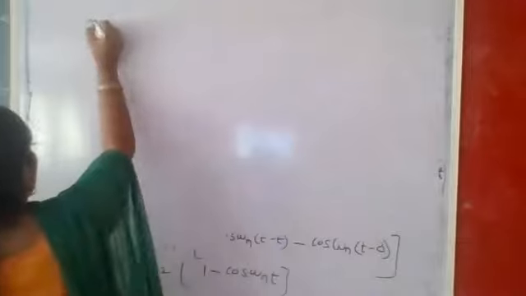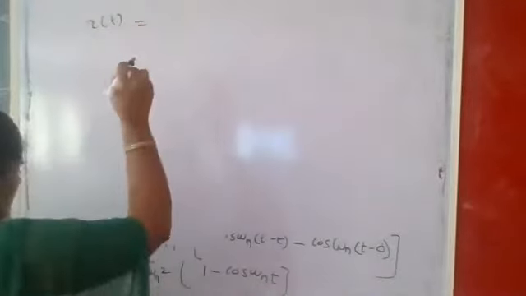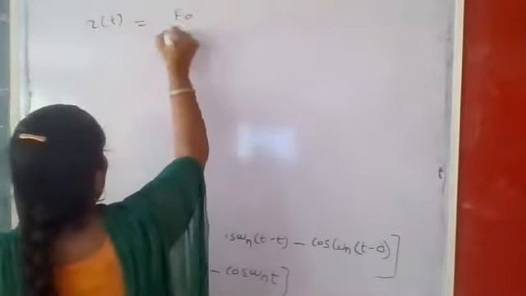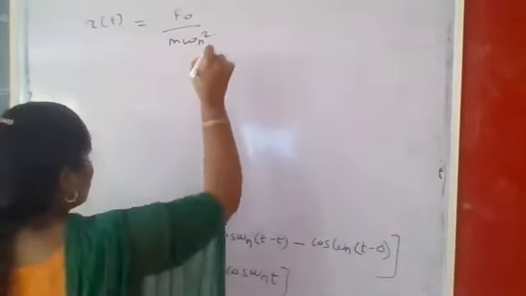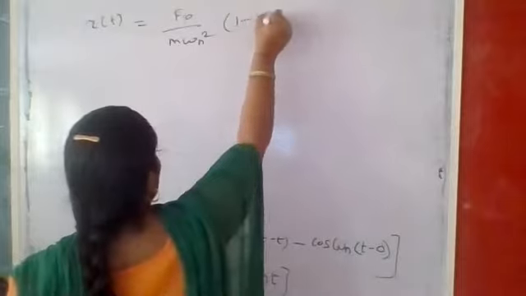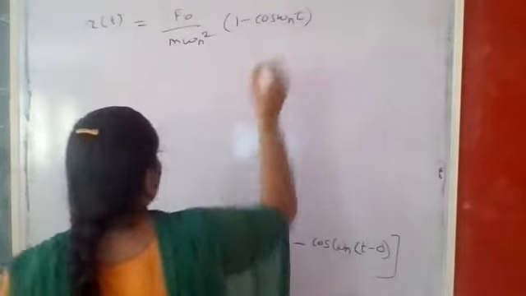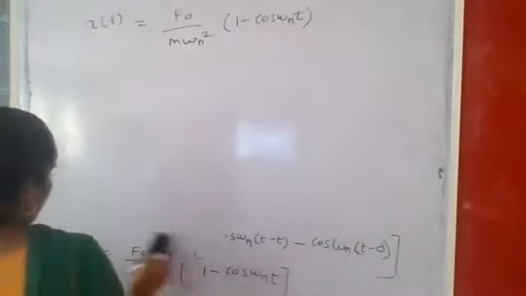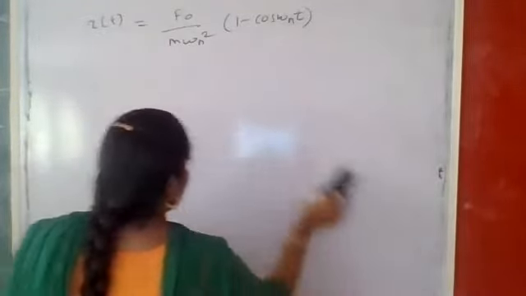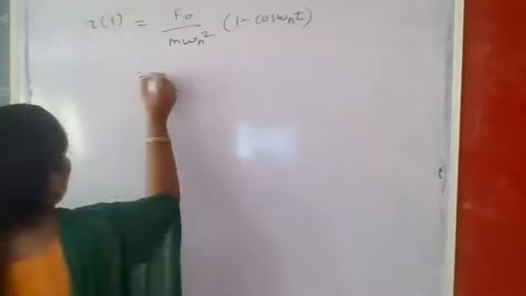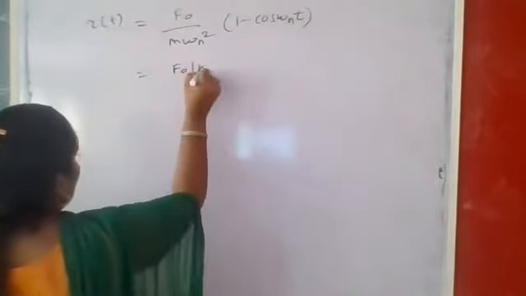And that x of t is equal to F naught upon m omega n square into bracket 1 minus cos of omega n t, that is the x of t value for the constant force. So how can we resolve this once again? By dividing by k and multiplying by k.